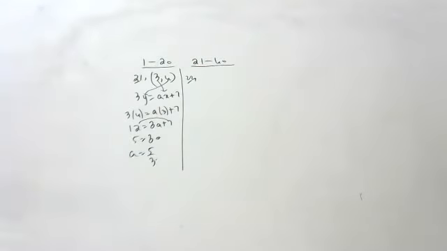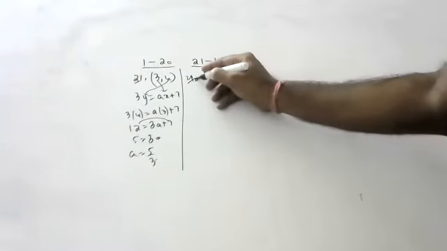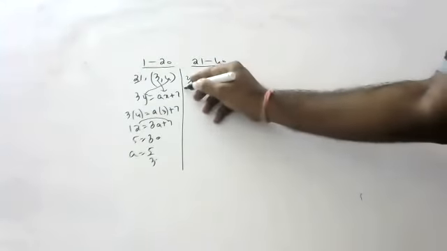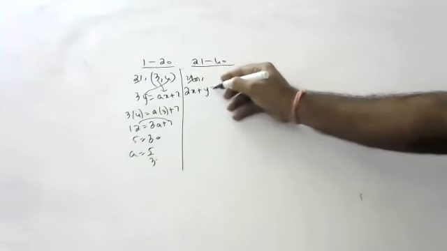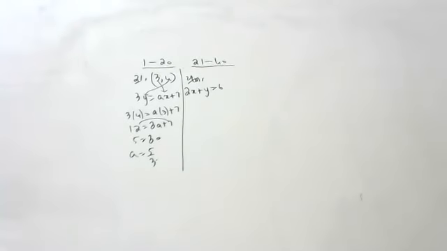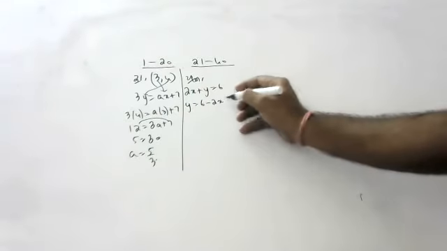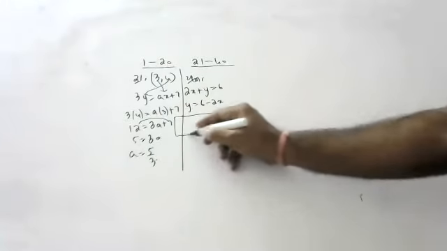Okay, children, next question. In the 21st question, there is an orbit also. Let's go to the orbit. Find 4 different solutions of 2x plus y is equal to 6. Let's find out, children. 4 different solutions means you can do it like this also, children. So y is equal to 6 minus 2x.